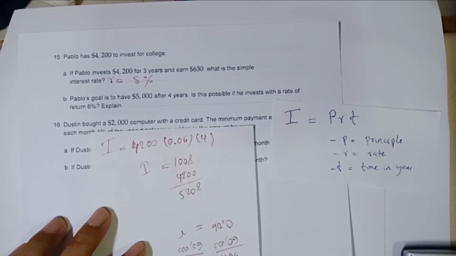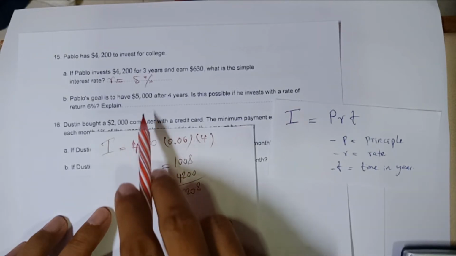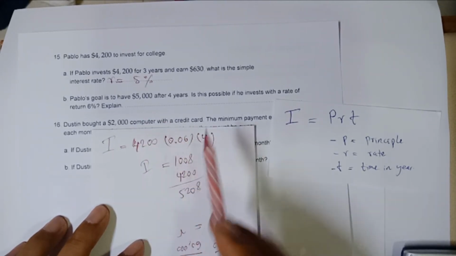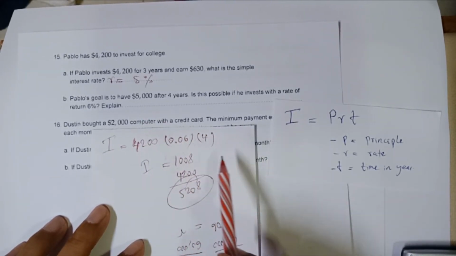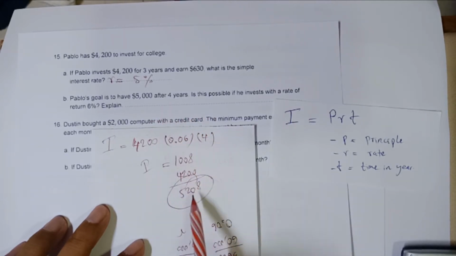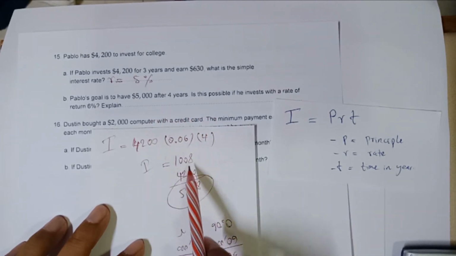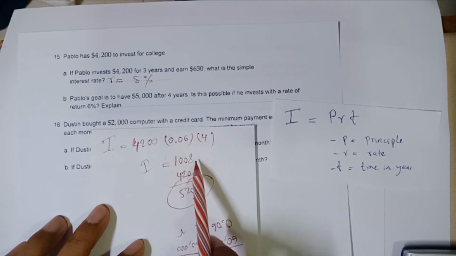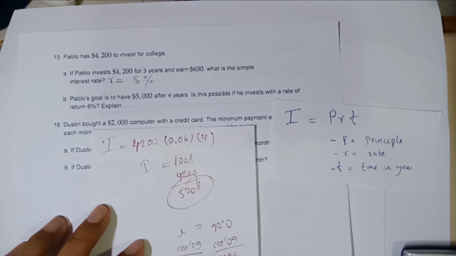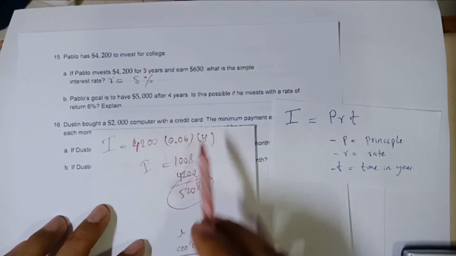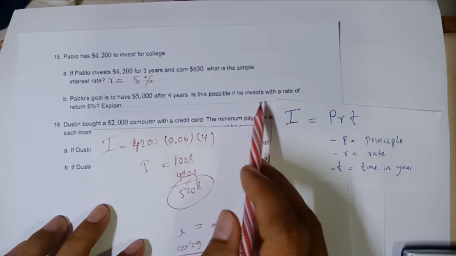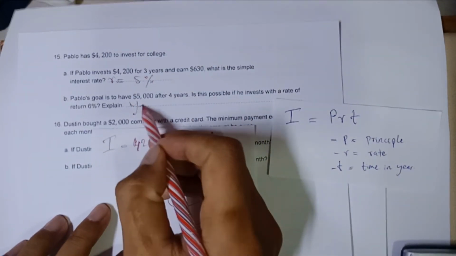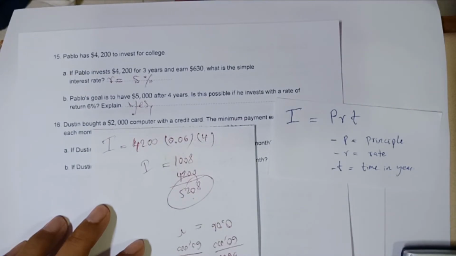So as you can see, he has more than enough. Oh no, not more than enough. He has more than 5,000. He is aiming only for 5,000. So it seems like after 4 years, he has more than 5,000, because he earned interest of about $1,008. So to answer the question, is it possible if he invests? Okay, yes, it is. And explain.